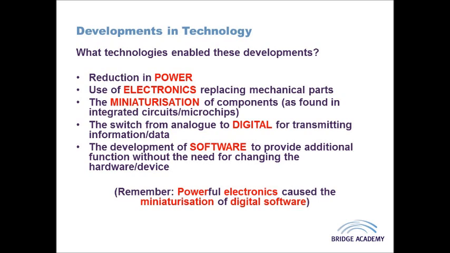Now, the other key development, I would say, is the use of electronics replacing mechanical parts. This links very closely, obviously, into power. So by taking away moving parts, it's allowed products to last longer and, again, to be more efficient. In addition to this, through electronics as well, we move into miniaturization of components. Again, linking to the idea of many transistors being placed on one integrated circuit or microchip, it has allowed much more complex devices and a lot more features to be applied on products.